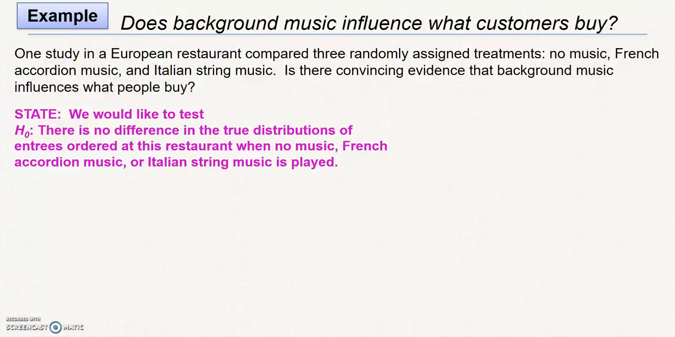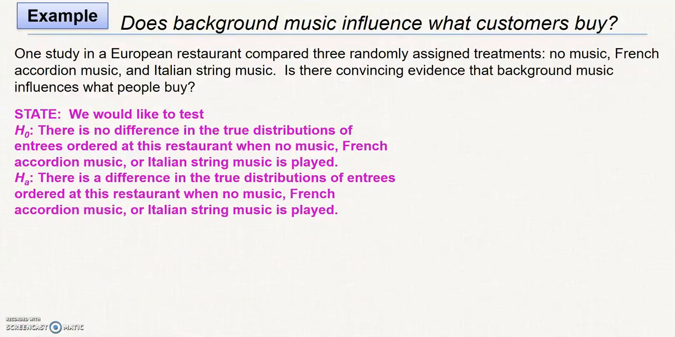We are going to say that, as for our null, there is no difference in the true distribution of entrees ordered at this restaurant when no music, French accordion music, or Italian strings music is played. So then the alternative would be that there is a difference. And again, feel free to pause at any time because I know I'm moving fast.